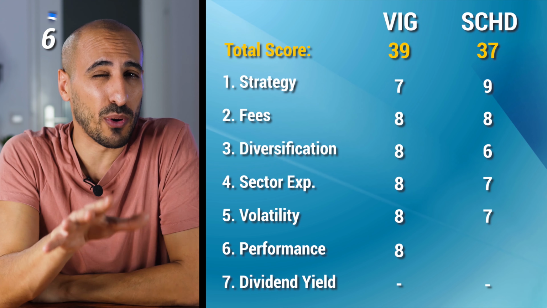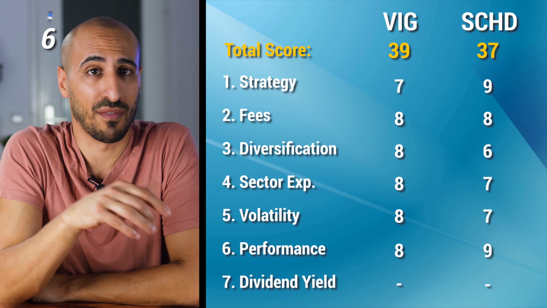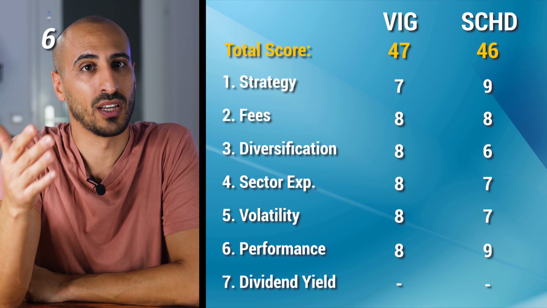I'm gonna give 8 points to VIG and 9 points to SCHD for the higher performance of the long run, bringing VIG to 47 and SCHD to 46 points.